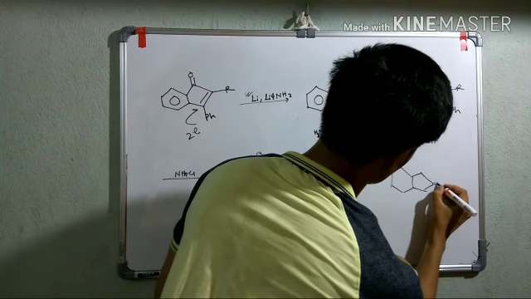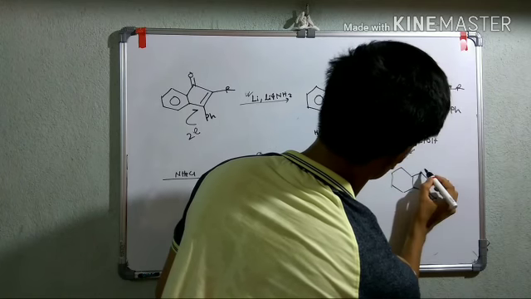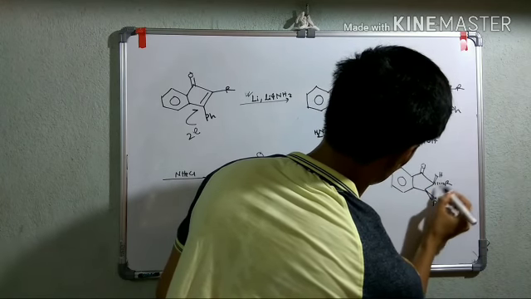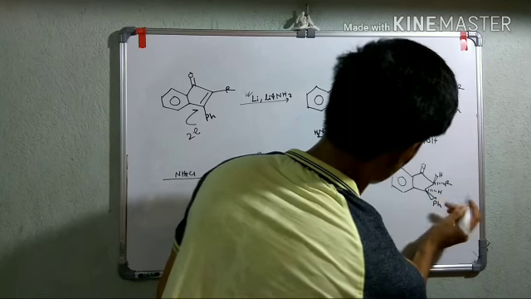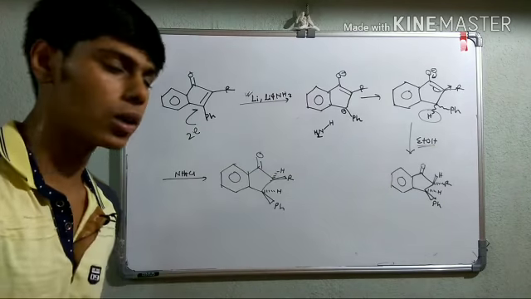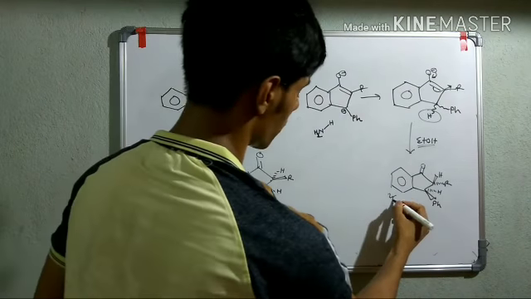So in this case you will get this R group below and the phenyl group above. That means in this case the more stable trans product is obtained. So basically when you are doing the reaction in ethanol, it is a thermodynamically controlled and slow reaction, so that's why you are getting the thermodynamically more stable product.